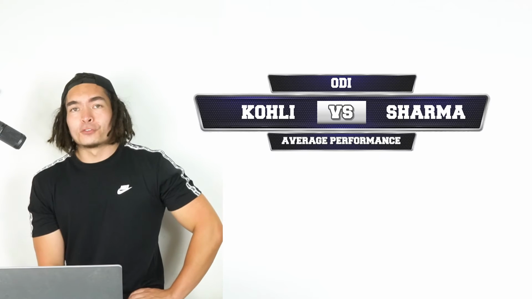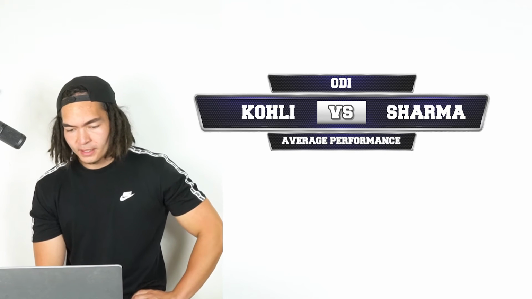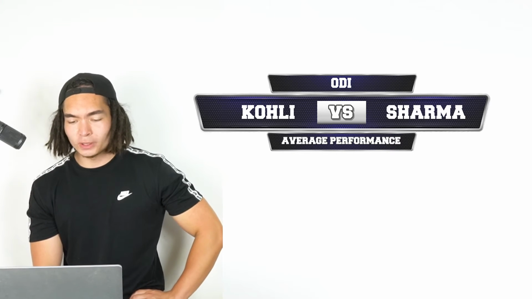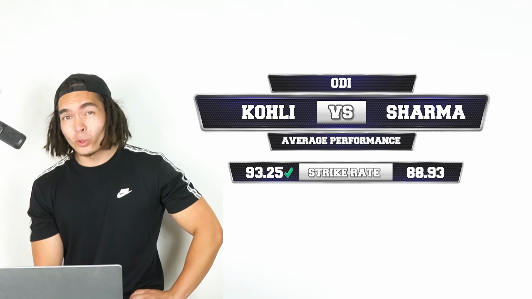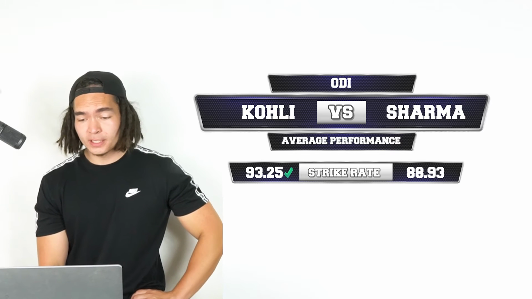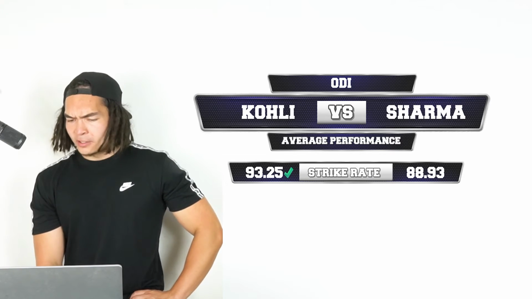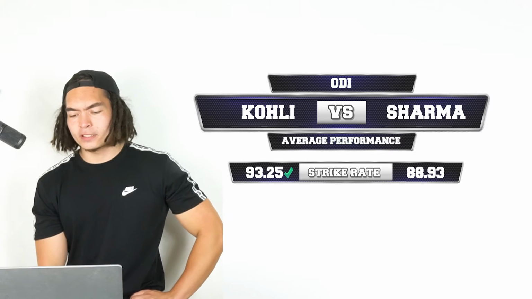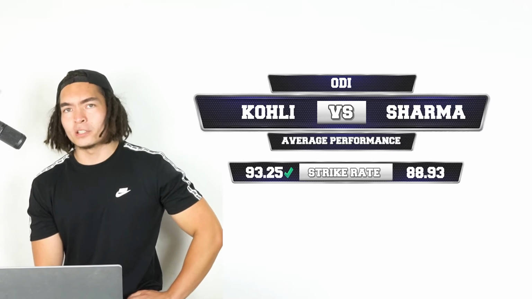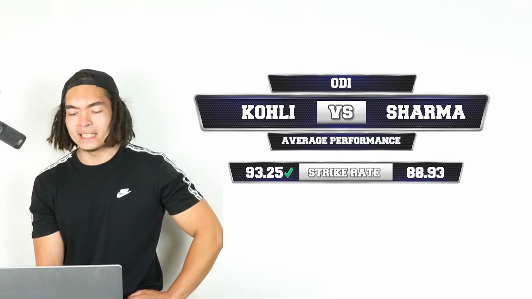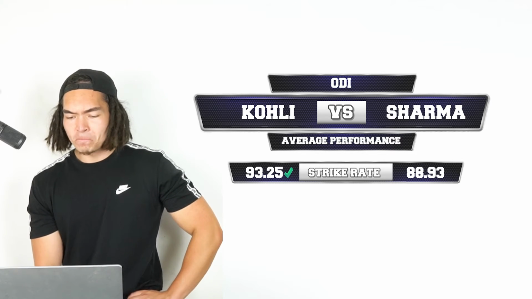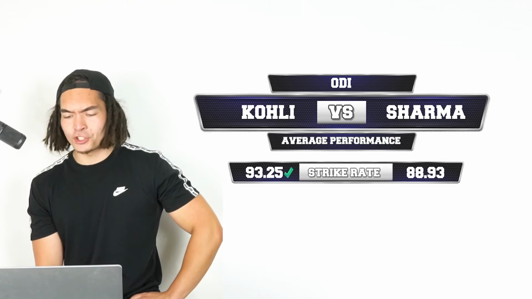Okay, so the average performance category. Average strike rate. Kohli, 93.25. Rohit, 88.93. Wow, okay, so I was thinking that Rohit Sharma might have the advantage there when it comes to strike rate. I just thought that Sharma might have been a little bit more aggressive. And statistically, it doesn't really seem to show up here.